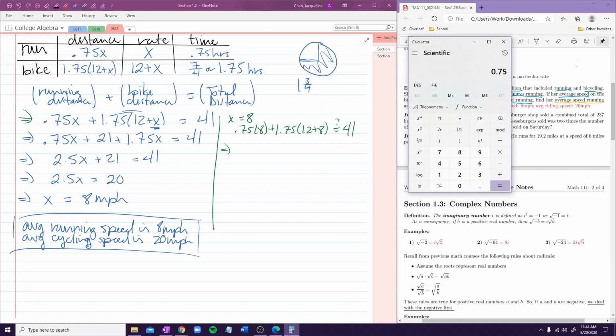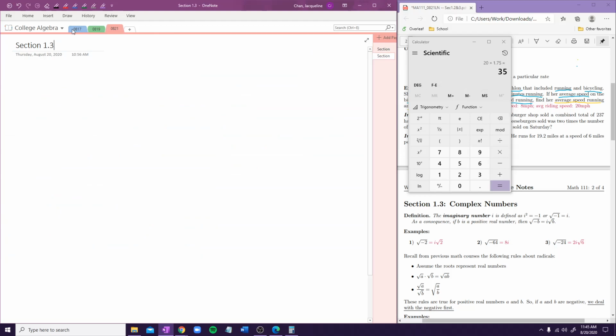Alright, so 0.75 times 8 is 6. And then we already know 12 plus 8 is 20, so 20 times 1.75, that's 35. Is this equal to 41? Right, 41 is equal to 41. So yes, these are the correct values, right? And this is how you check it. Right. Now let's talk about section 1.3.